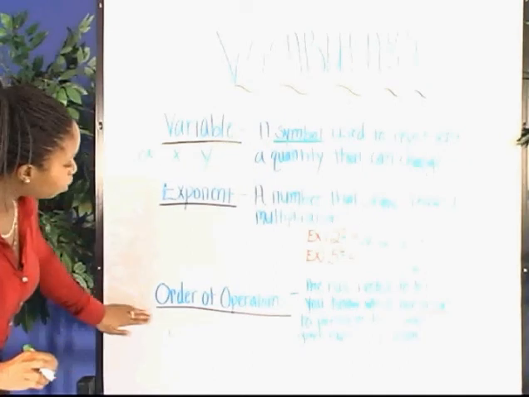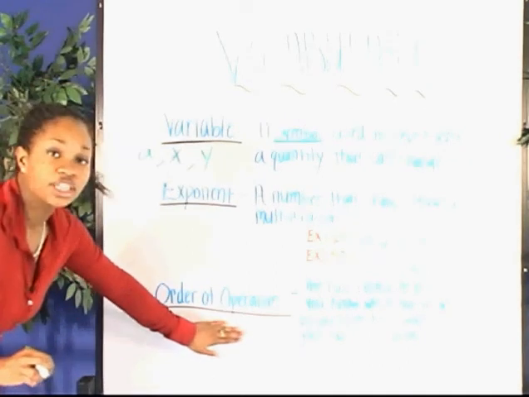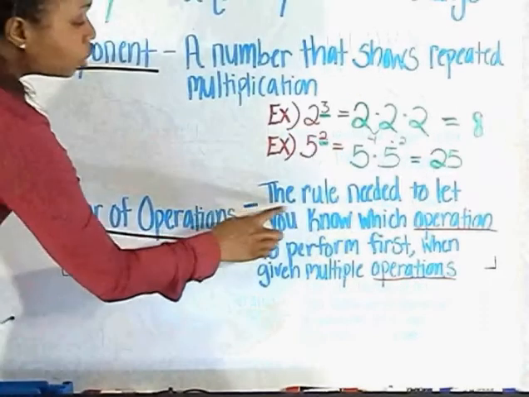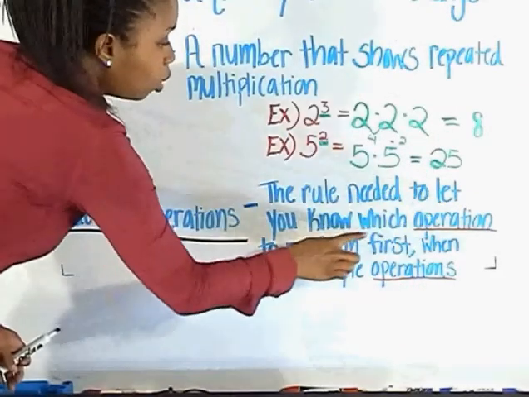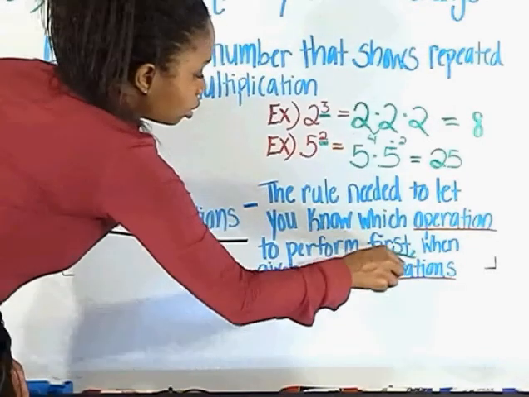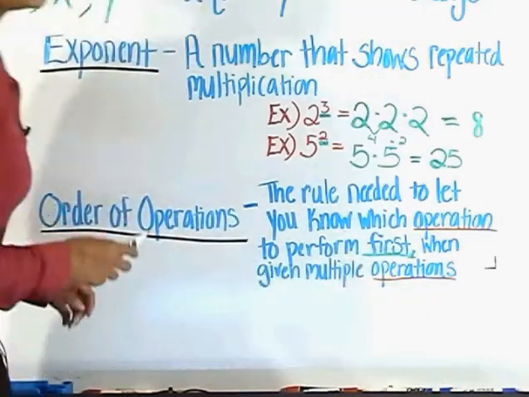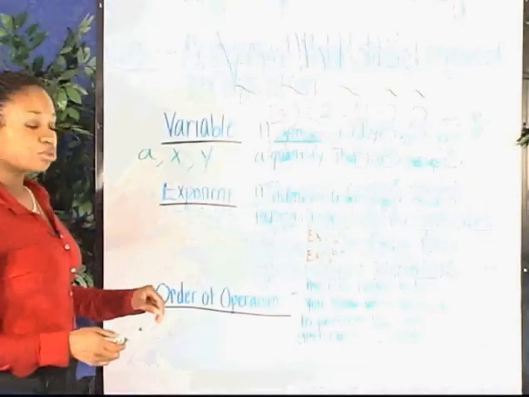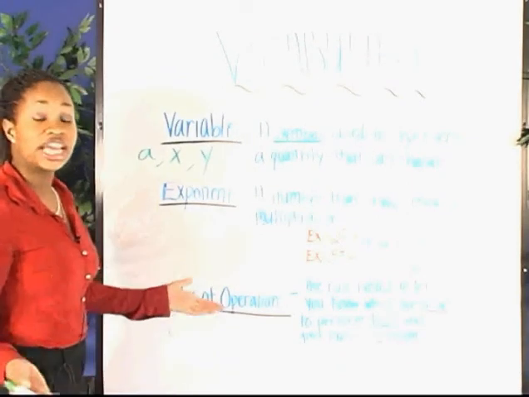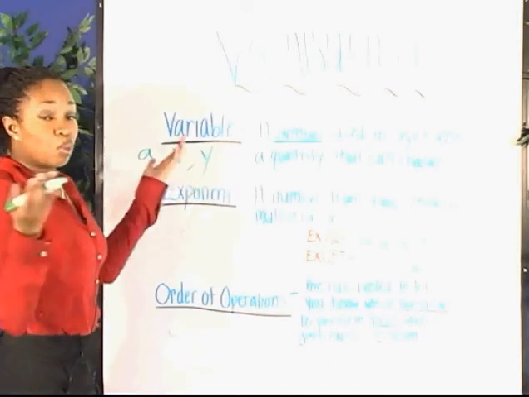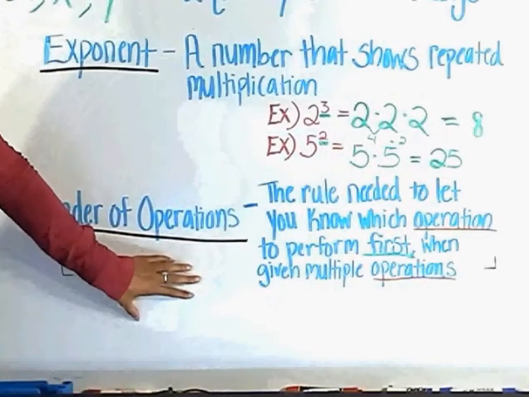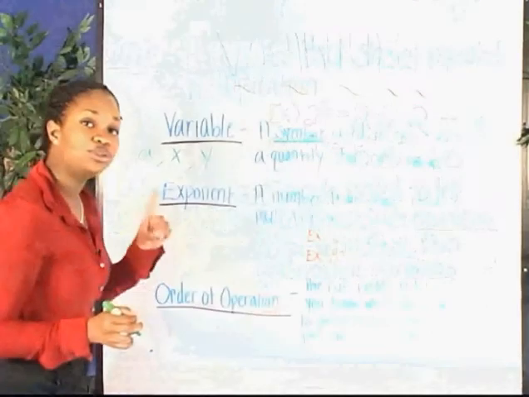Now we're going to define order of operations. This is the goal of our lesson today. This is what we're going to be learning about. Order of operations is the rule needed to let you know which operation is to be performed first when given multiple operations. See, sometimes you'll be given a problem that has addition, multiplication, division, and subtraction, and you need to know which one to do first. So that's what order of operations is. We'll go over that in detail in a little bit, but it's going to tell you what you do first.